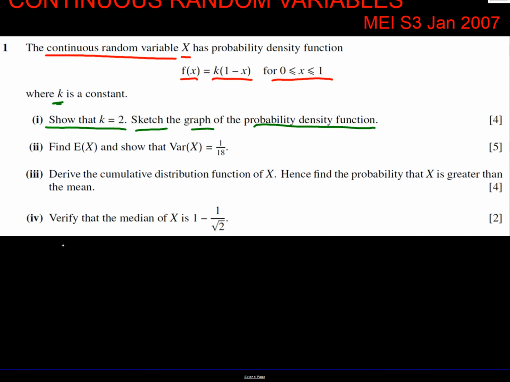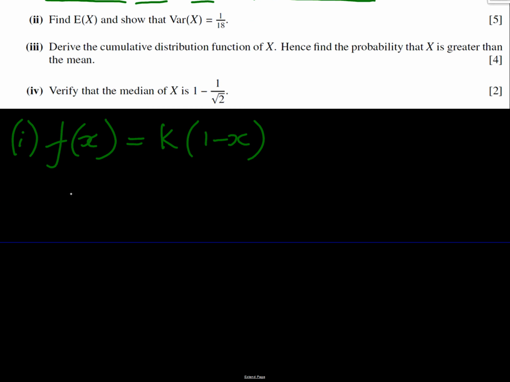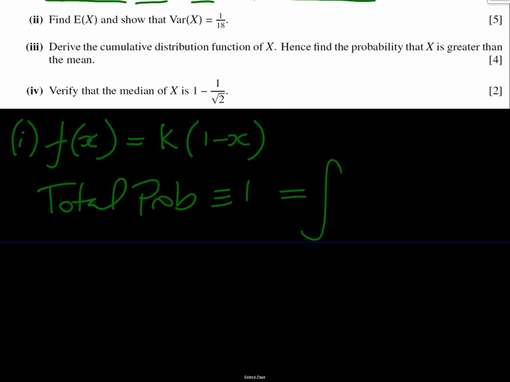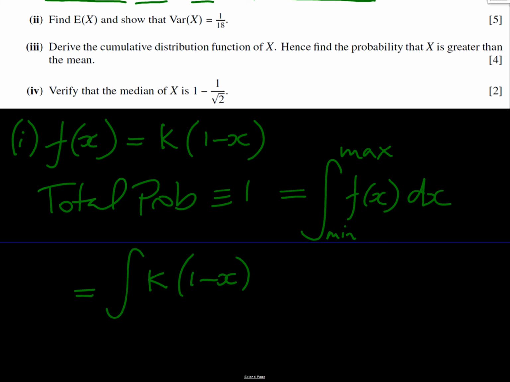So f of x equals k of 1 minus x. What is it that we need to do? We need to use the property that the total probability equals 1. It's always equal to 1, and we calculate that probability for a continuous random variable by integrating f of x dx from the minimum in the range to the maximum in the range. In this case, we've got k times 1 minus x dx, and the range is 0 to 1.